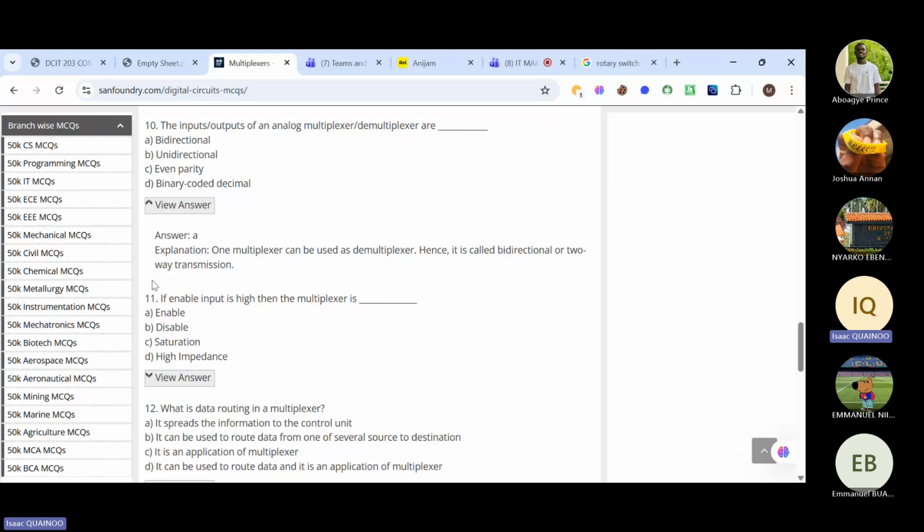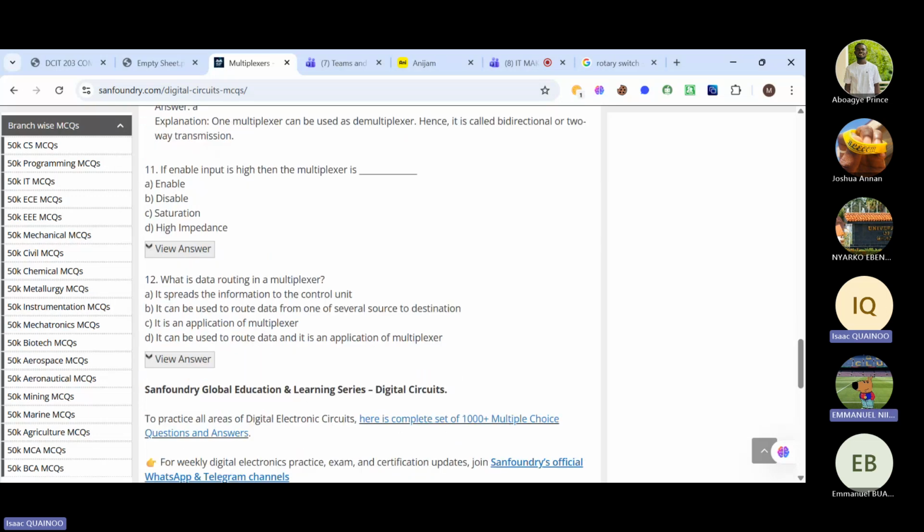So if enable input is high, then the multiplexer is, yes. Yeah, I'm sorry to cut you off. I joined late, so I didn't know the answer for number 9. Oh, okay.